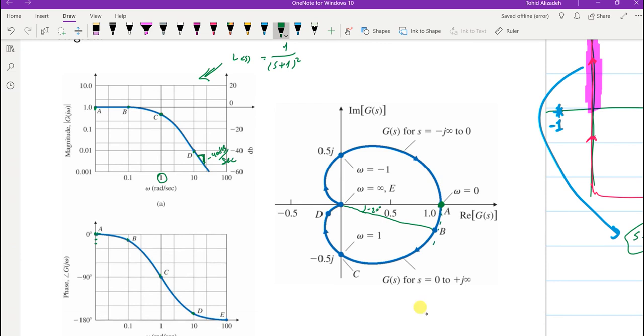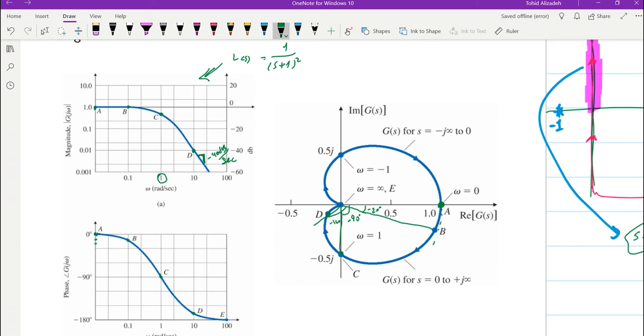Then if you consider the point C, the amplitude is getting smaller and the phase is now equal to minus 90, which is this point, minus 90 with an amplitude equal to 0.5. And if we continue, we get to the point D, where the amplitude is equal to 0.01 and the phase is close to minus 180, let's say minus 160. So here we have almost minus 160, or maybe minus 150, but the amplitude has become smaller.